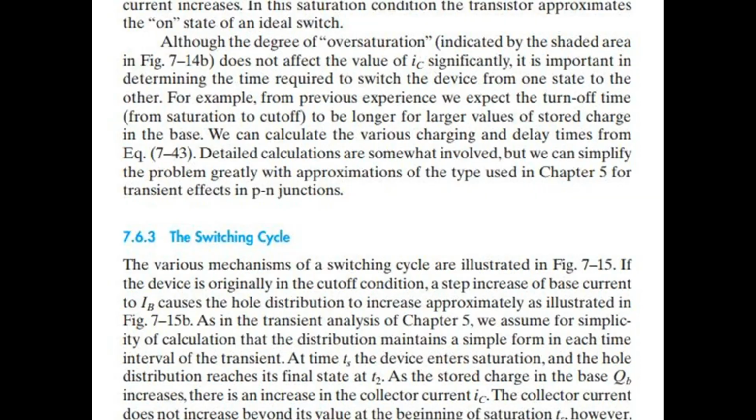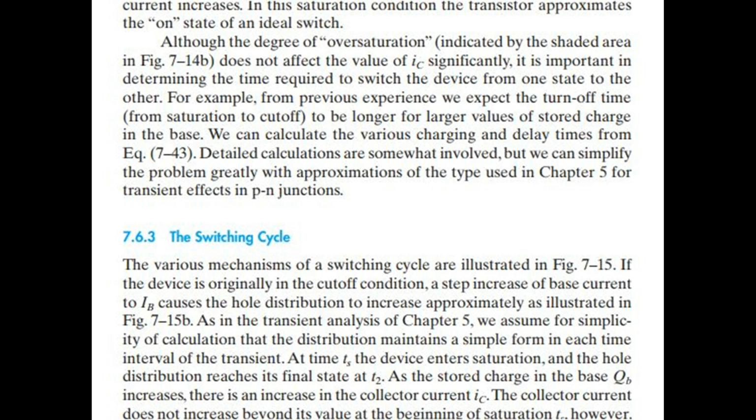Although the degree of oversaturation, indicated by the shaded area in Fig 7.14b, does not affect the value of IC significantly, it is important in determining the time required to switch the device from one state to the other. For example, from previous experience we expect the turn-off time, from saturation to cutoff, to be longer for larger values of stored charge in the base. We can calculate the various charging and delay times from EQ 7.43. Detailed calculations are somewhat involved, but we can simplify the problem greatly with approximations of the type used in Chapter 5 for transient effects in PN junctions.